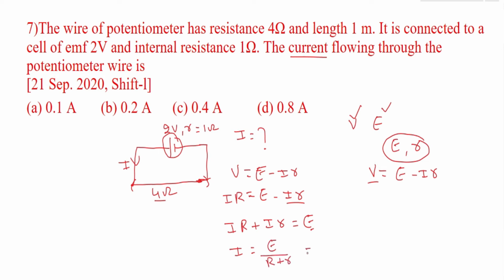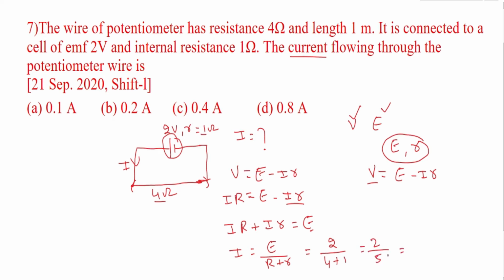Now let me substitute. E is the EMF, which is given as 2 volts, capital R is the resistance of the wire, that is 4, plus small r is the internal resistance of the cell, which is 1. That is equal to 2 by 5, and if you solve this, we will get 0.4 ampere.